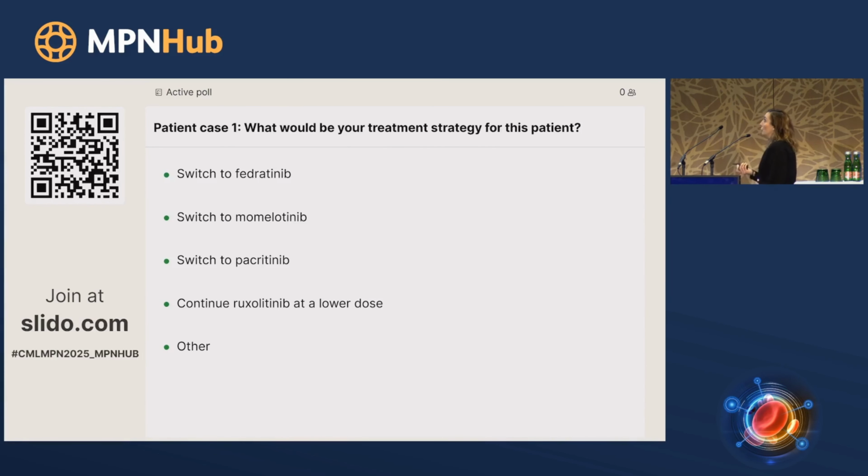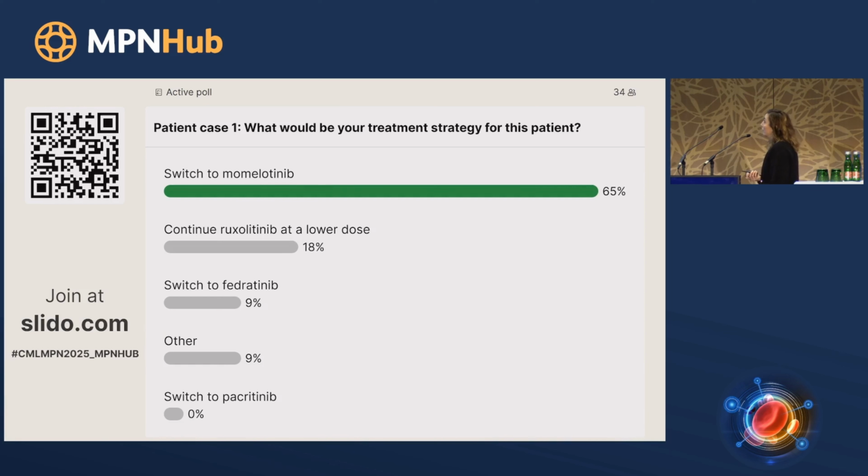So what would be your treatment in this specific patient? Would you switch to fedratinib, switch to momelotinib, switch to pacritinib, or continue ruxolitinib at a lower dose, or if you have another option, please vote. Okay, the majority of you decided to switch to momelotinib.